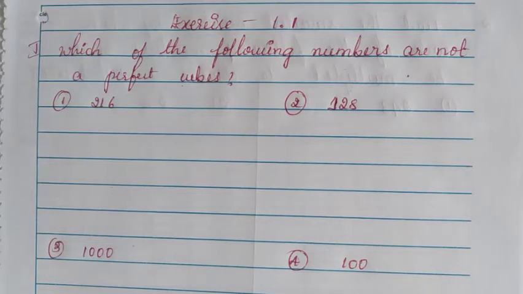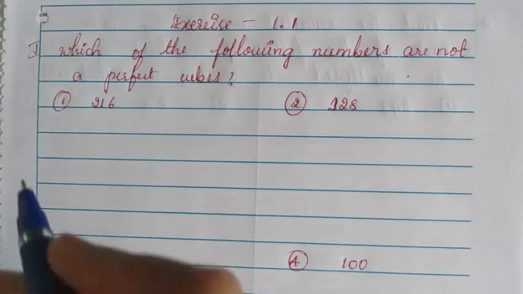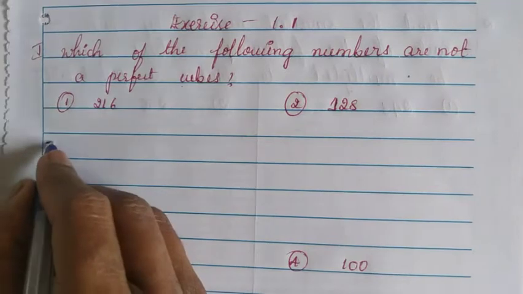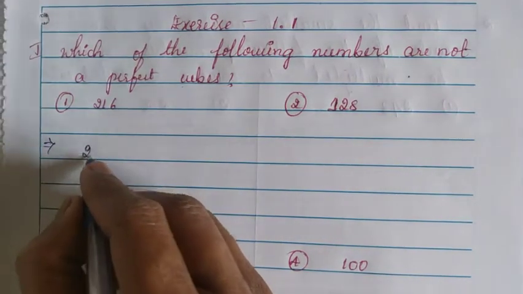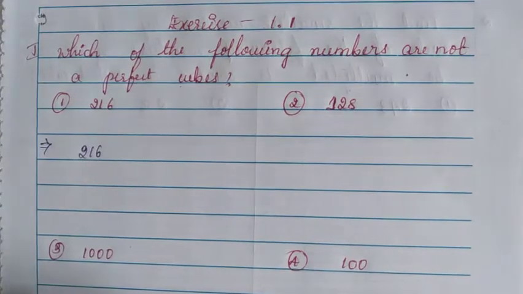See what is being asked here. Which of the following numbers are not perfect cubes? Here in this problem, some numbers are given. Now let us find whether the numbers are perfect cubes or not. Look here. The first number is 216. 216 is a perfect cube.